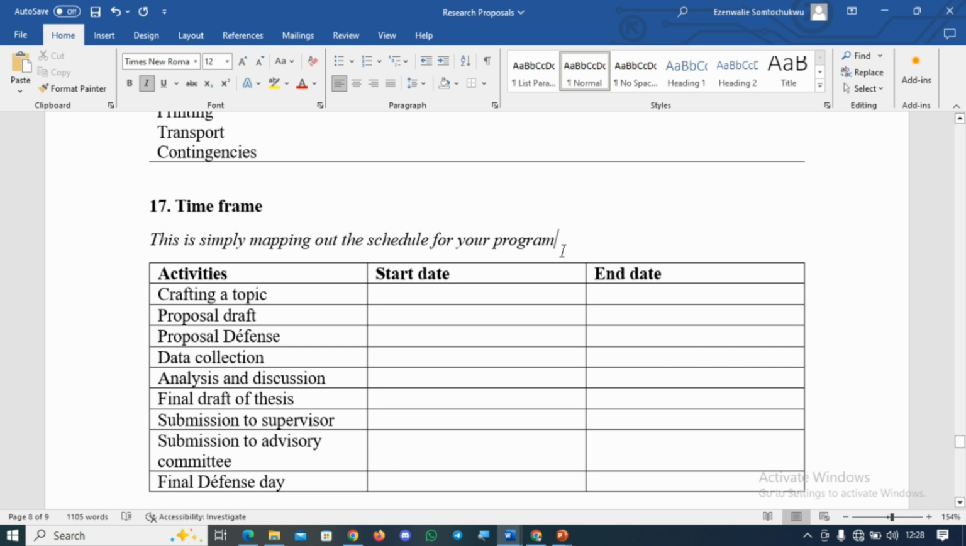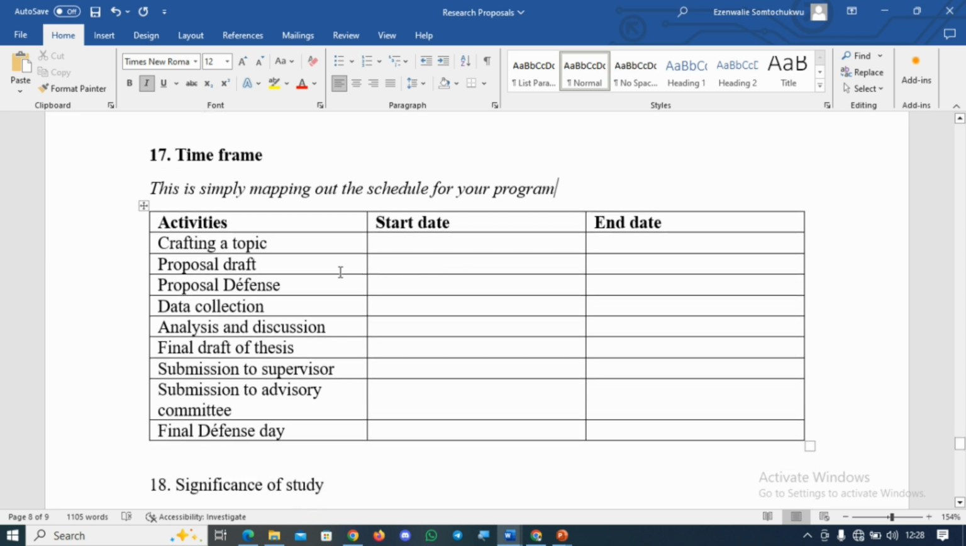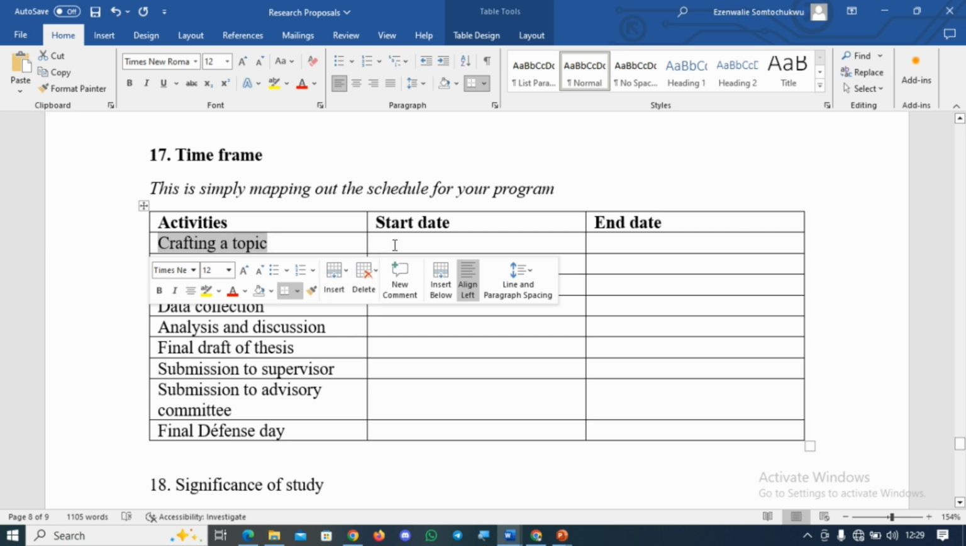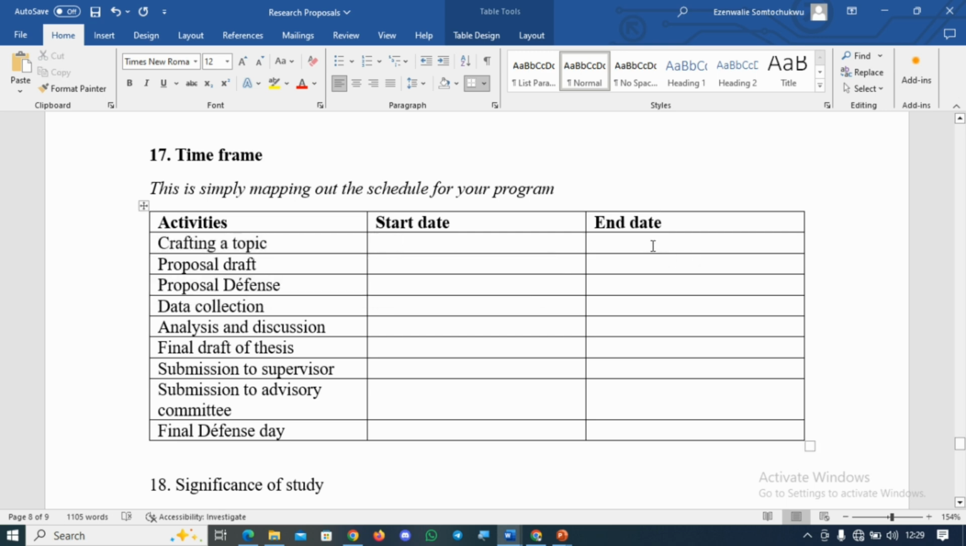Now the time frame should include the crafting of your topic, and how long it will take, it could be a month. Everything should just be stated here. And then the time frame it will take you to craft a proposal. Then your proposal defense, the date should be clear from your department, of course. Then data collection, data analysis, final drafts, submission to supervisor, submission to the advisory committee, and then the final defense day. Everything should be very clear.